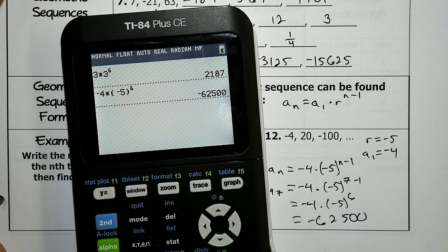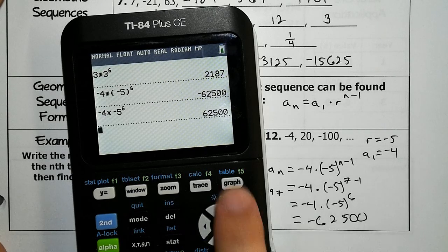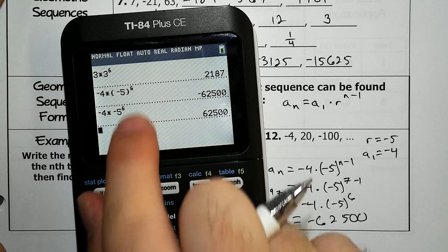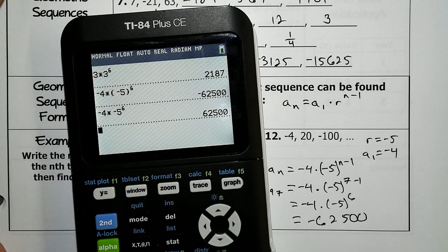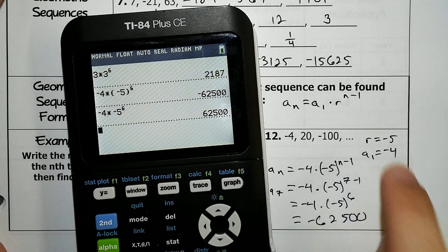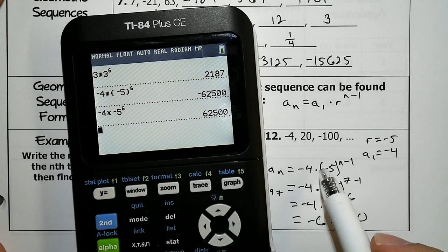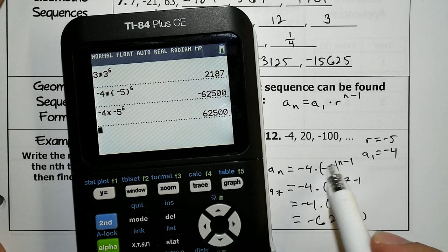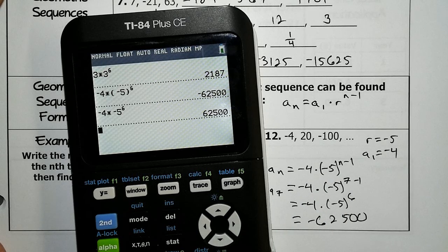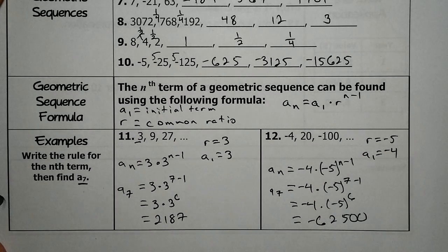And I do just want to show you what happens if we don't put that in parentheses. So the sign will change. The parentheses make a difference here. Make sure you use them because that negative 5 is the whole ratio, so everything in that, including the negative, is being raised to that exponent, okay? I'm going to stop the video here. We're going to do the next video to get the back page.